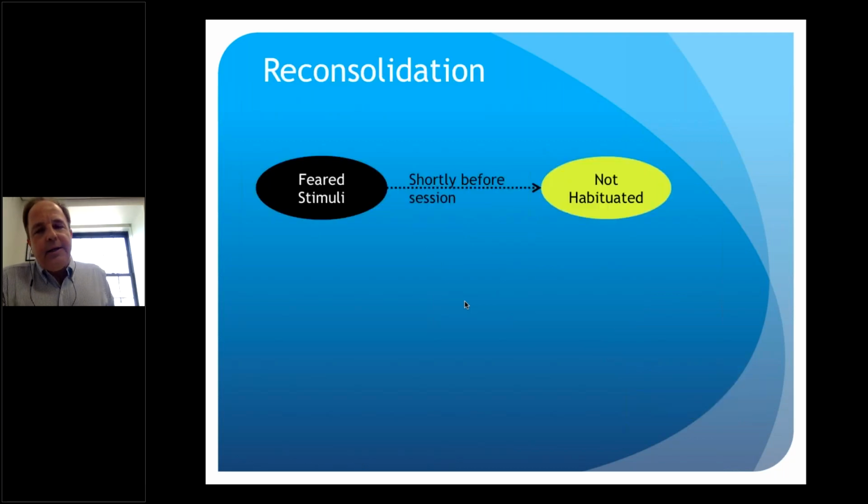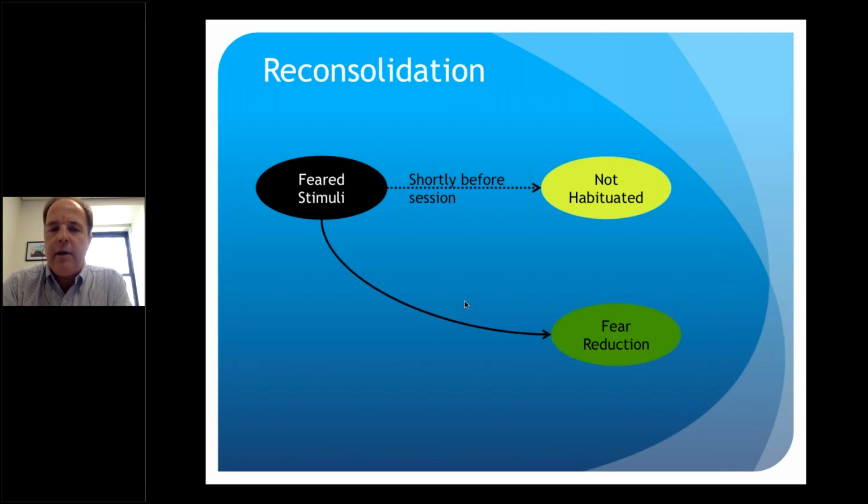So reconsolidation, this is also one that has probably not been practiced very frequently. It may have happened by accident for some clients, and I'll illustrate how. Shortly before the session, you have the person come in brief contact with the feared stimuli, not to the point where they habituate. So they just have a brief encounter, and then they don't necessarily escape per se, but it's planned. They come in contact with it, and then they come to your office, let's say a half hour later. You practice exposure yet again with them under ordinary exposure circumstances, and there is fear reduction.